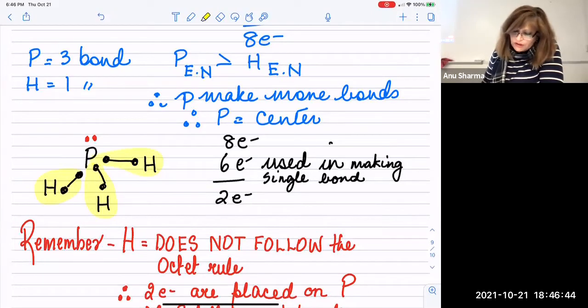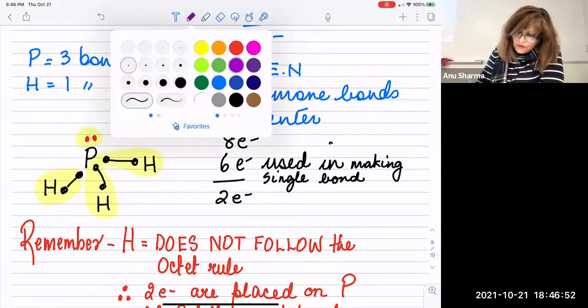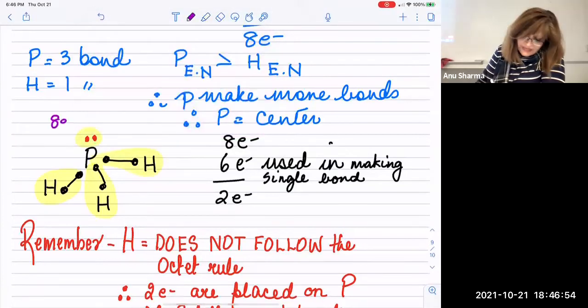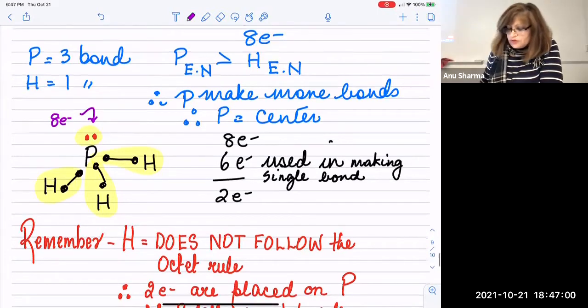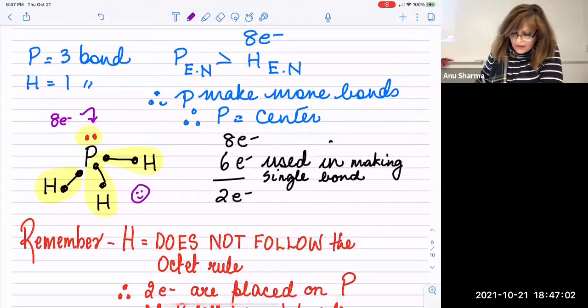And look at phosphorus now. Phosphorus has 2 electrons on the top, 2, 3, 4, 5, 6, 7, 8. So the phosphorus is following the octet, and so it has 8 electrons on the phosphorus, and the hydrogen is looking like helium. So hydrogen is also very happy, and phosphorus is also very happy.